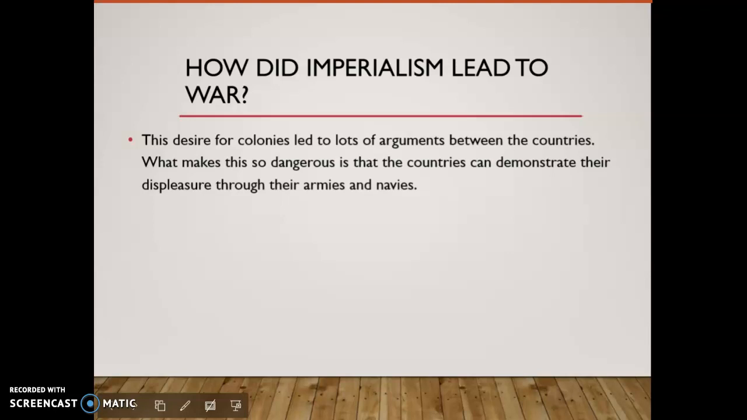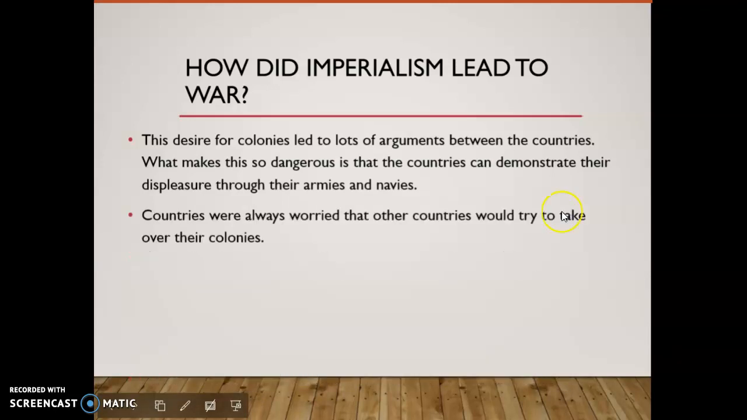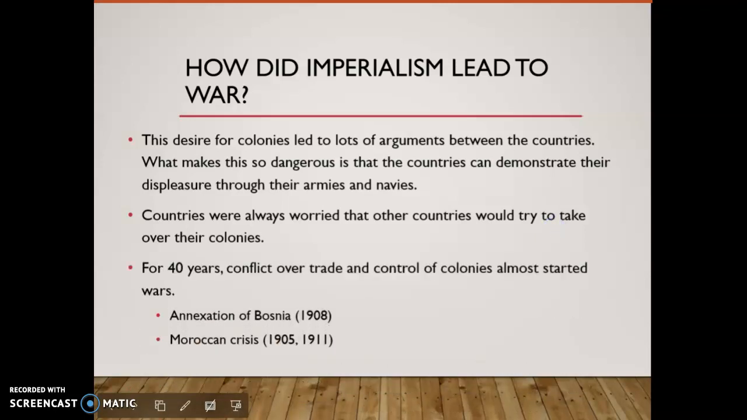When countries argue, they show their displeasure by using their armies and their navies. So what was it they were arguing about? Well, they would try to take each other's colonies over, or they would try to interfere with the trade, or any number of things. Anything that would interfere with their power. So for 40 years, conflict over trade and control of colonies almost started wars.